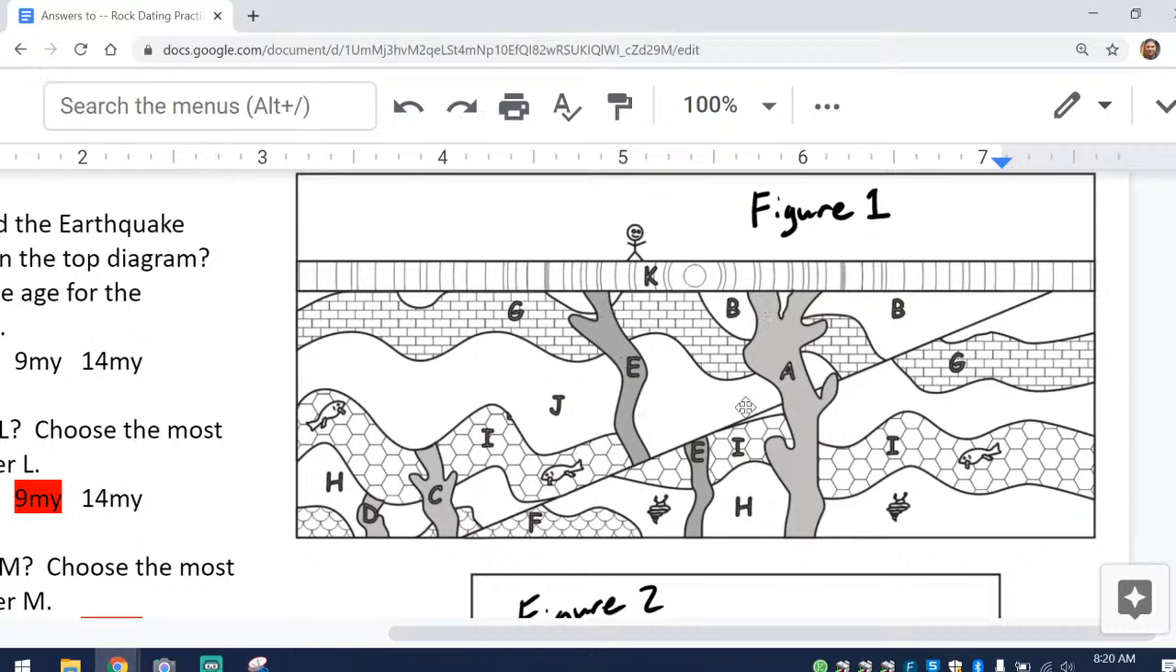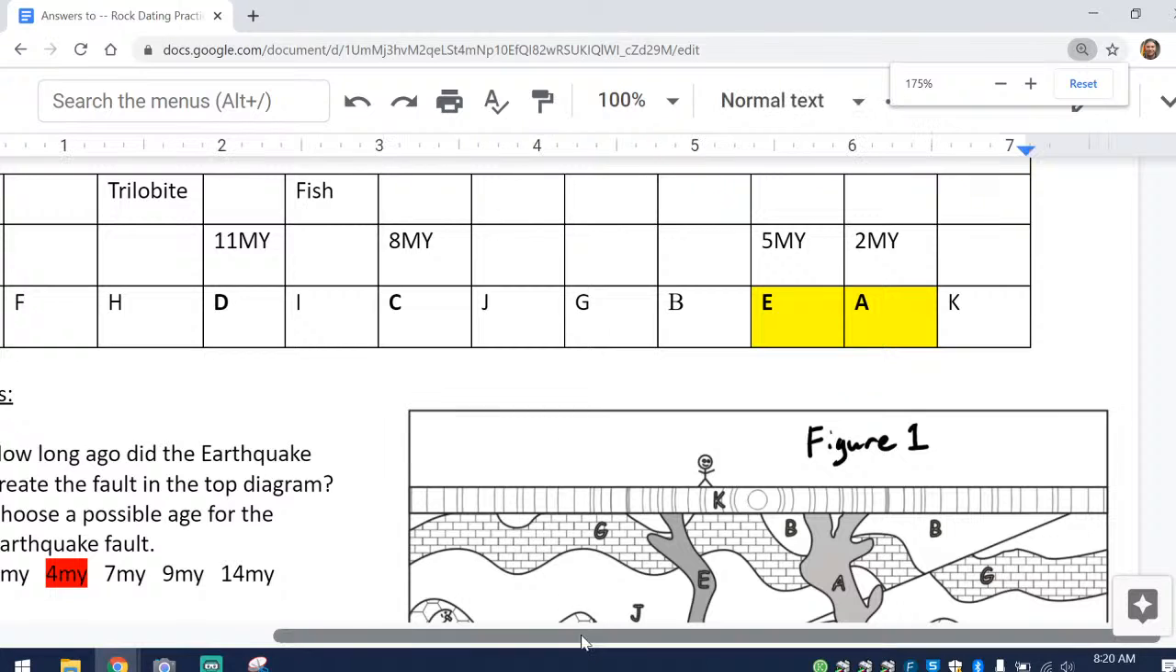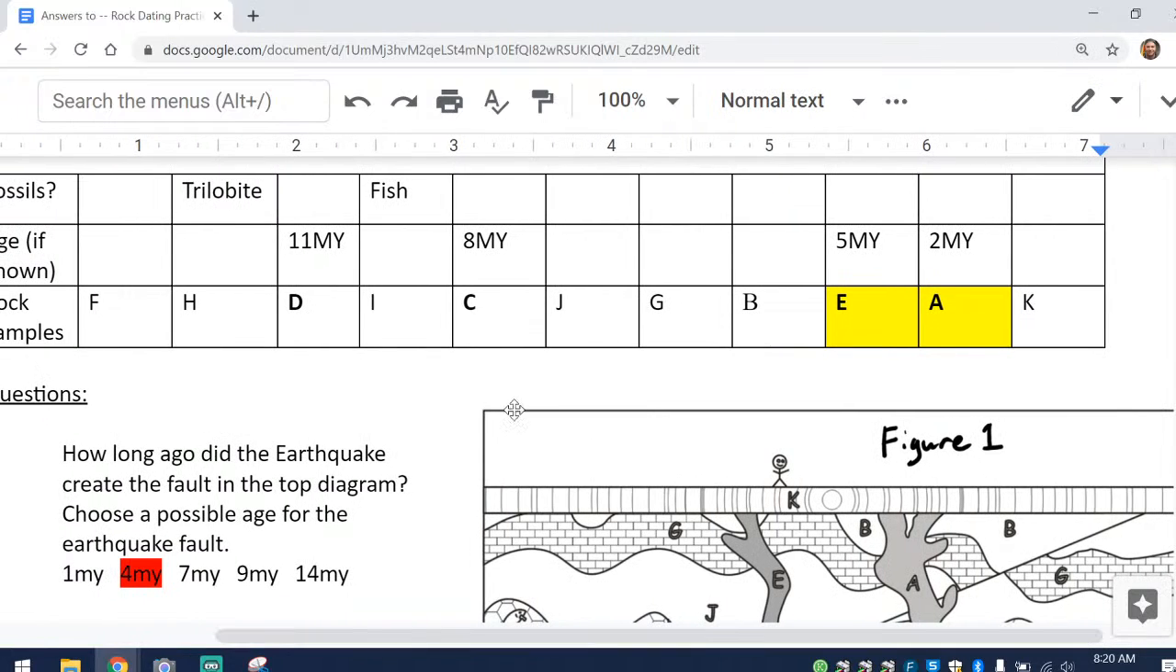E comes next because it's broken by the earthquake, so it was there when the earthquake happened. And then A has to be next because it's not broken. And then finally K. So the order, if you want to check this, and did anybody notice I'd already given you this before? We've done this one before. FHD, ICJ, G, B, E, A, K. So that was the order.